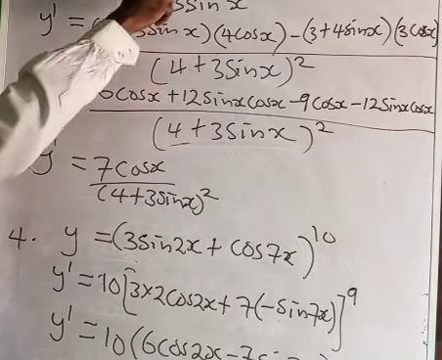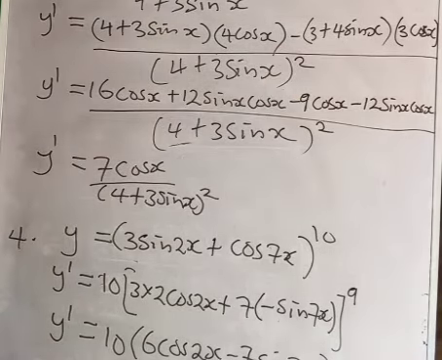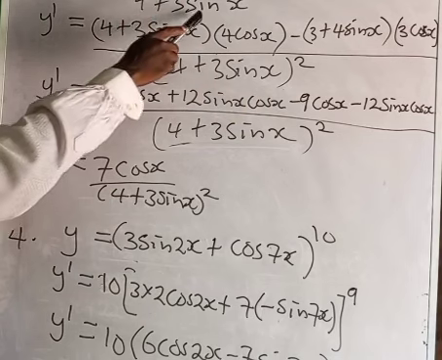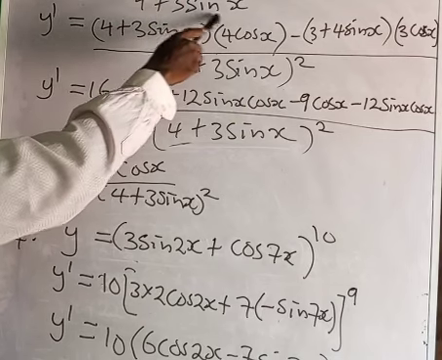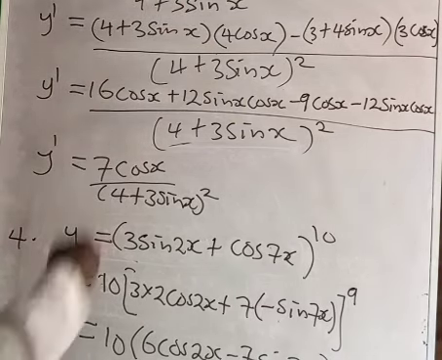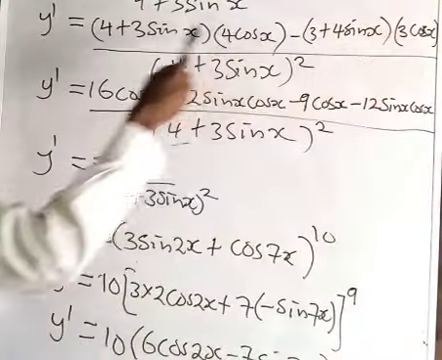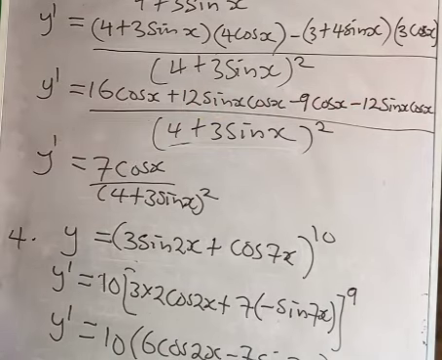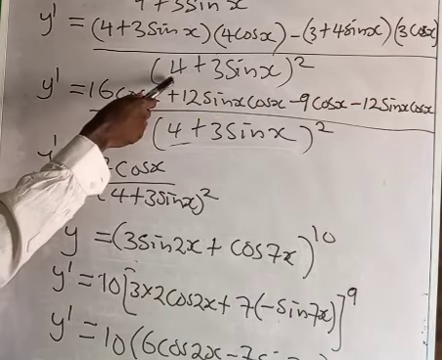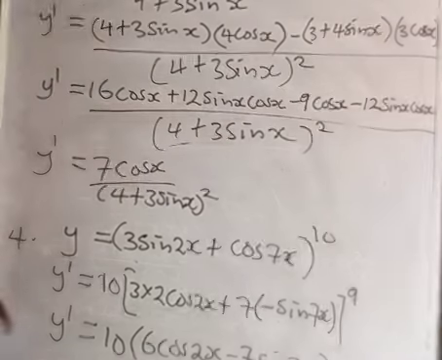Minus, this time around, keeping the numerator constant, 3 plus 4 sine x, differentiating the denominator, 4 is 0, differentiating 3 sine x, we have 3 cos x. So we have 3 cos x, from the result of 3 sine x, of course, all over v squared, so that is 4 plus 3 sine x all squared.